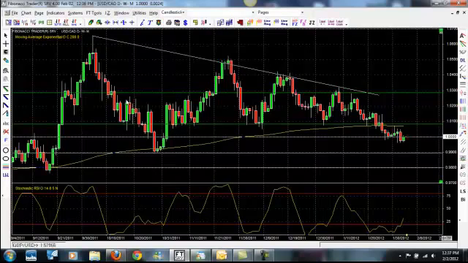All right. And at the same time, we have what's called a pennant pattern here. Right around this time, I was expecting this currency pair to break down through this mark and come back up into this line, but it hasn't. So here's where we're at right now.